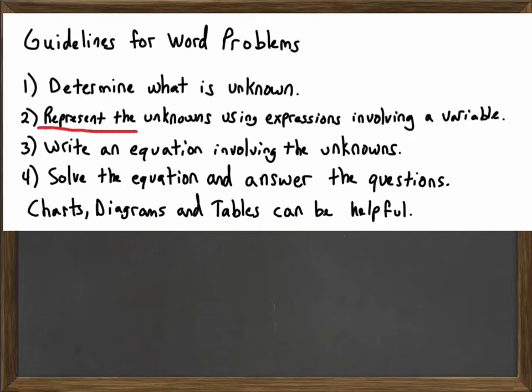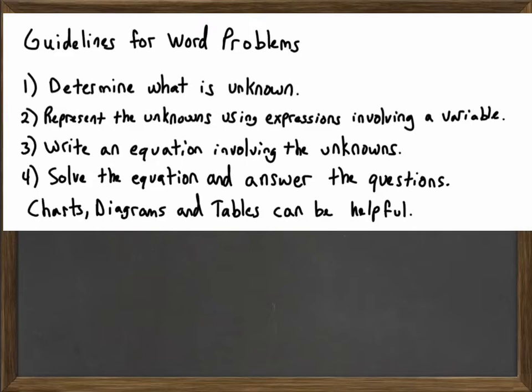The second thing is we want to represent the unknowns using expressions involving just one variable. We only have a single variable at our disposal. So when we have multiple unknowns, like we did in the example a little earlier, we have to find ways to represent all those unknowns using that variable.